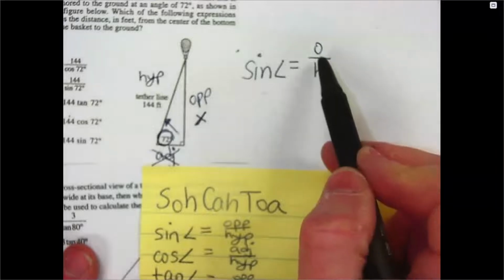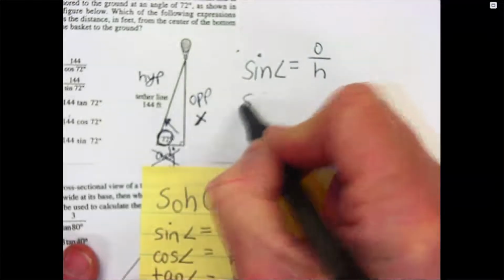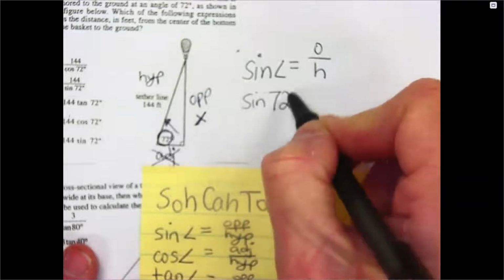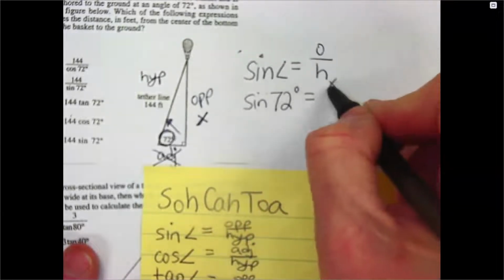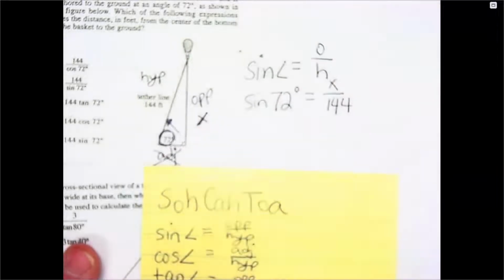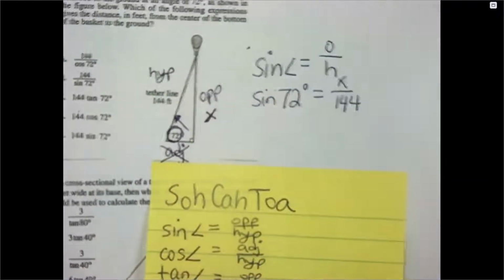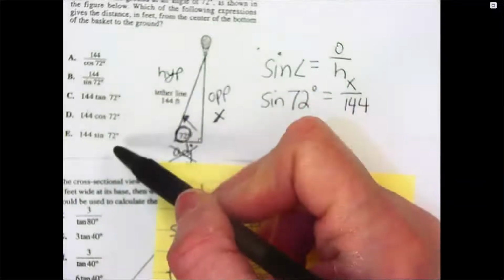Okay, so let's put in the parts to the formula. Well, we're going to have an X for the opposite, of course. So sine of an angle, or the angle 72, you never use the right angle, you always use the acute angle. Sine of 72 is X over, we know the hypotenuse, a number there, so that's 144. And then, of course, what they want is they want you to solve this for X, and then that's going to be when we go look for the answer.